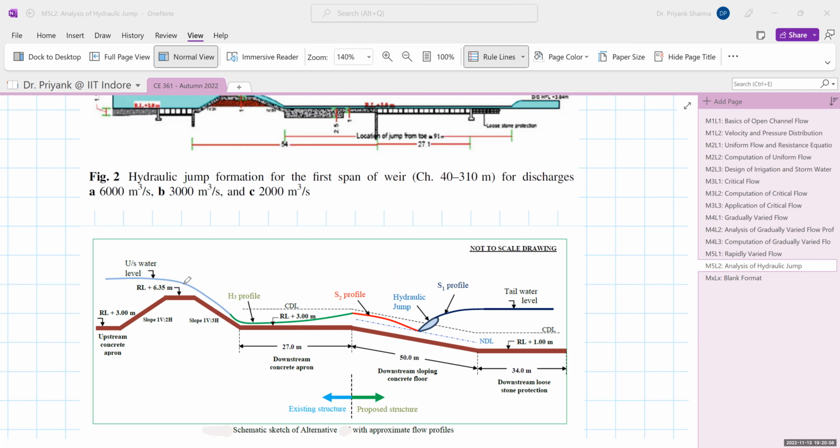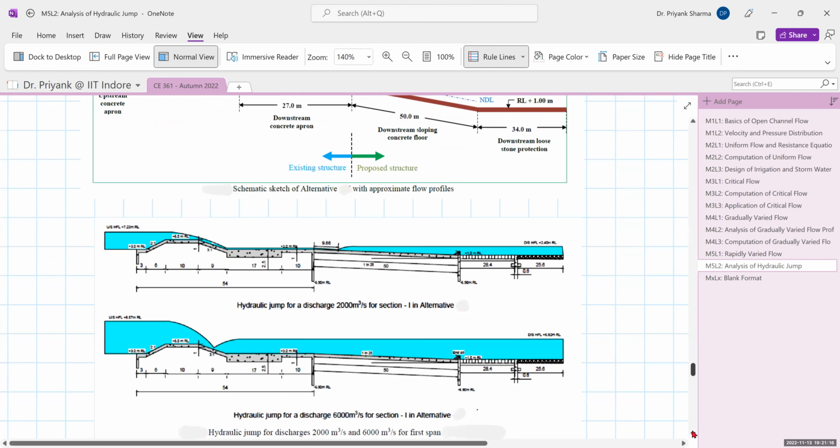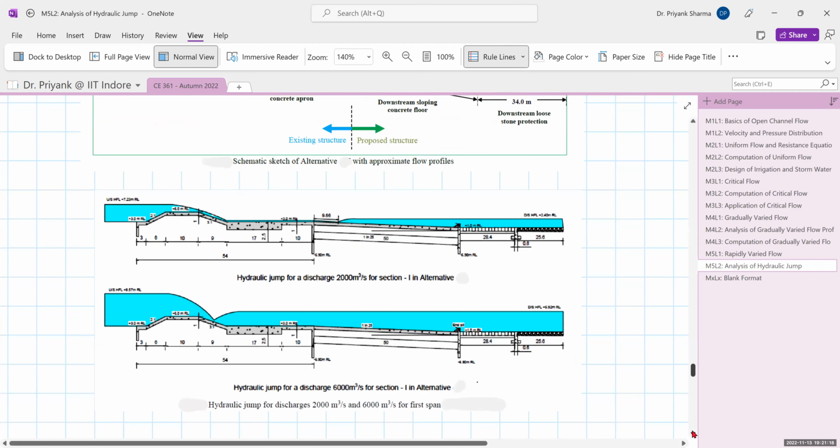Ideally we want this situation: when the upstream water level comes, an H3 profile is formed, then an S2 profile, then a jump takes place, and an S1 profile, and then it meets the tailwater level. So this is what we propose. Then we try to solve this and design it. The diagram shows two alternatives, for 2000 meter cube per second and 6000. 6000 was not problematic, so the new geometry is also shown. This is the concrete floor which is extended, then you have the concrete blocks and all.